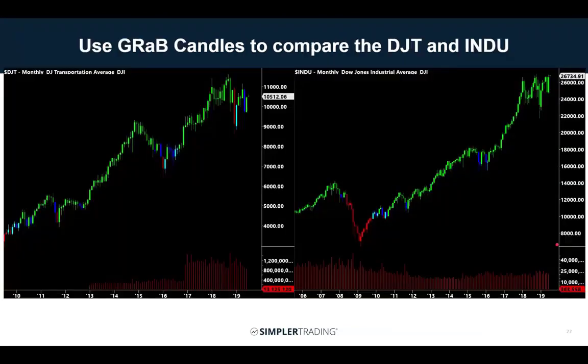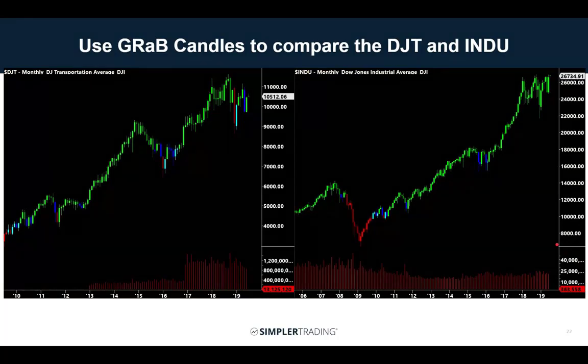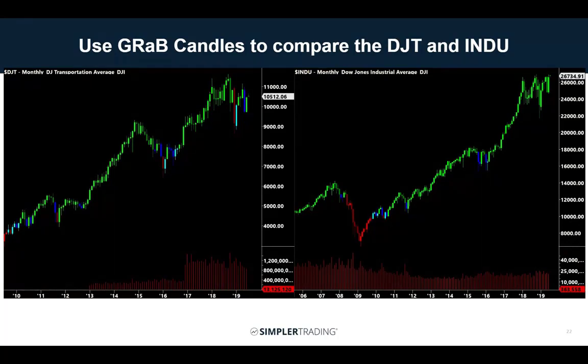All right, we talked about this one already. Use the grab candles to compare the Dow Jones Transportations and the Dow Jones Industrial Average. If one plots a red and the other doesn't, don't worry about it. If one plots a blue and the other doesn't, again, they have to confirm. Let the grab candles be the confirmation tool. Really simple.